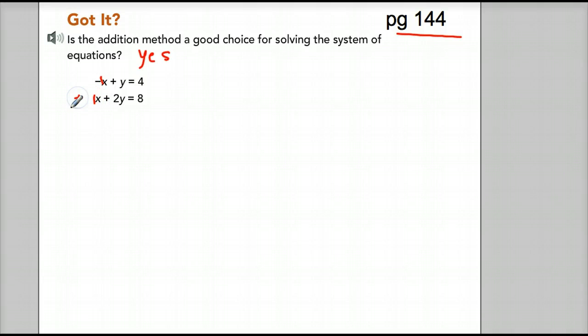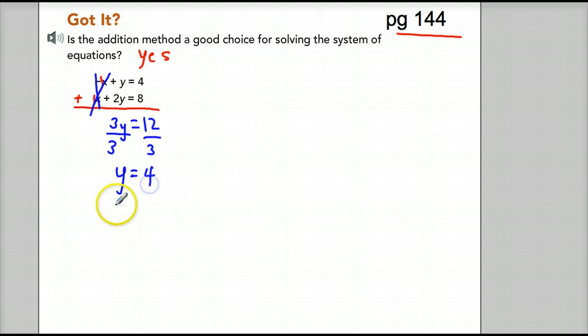We're using addition, so remember we set up our big addition problem. I'm going to change my color. And these x's get eliminated. So we just eliminated our first variable. Now we add these together, we get 3y equals 12. So now we solve for y. How do we solve for y? Divide both sides by 3, and we get y equals 4.